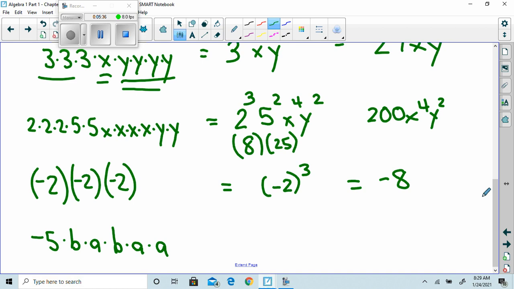And I threw in one more just as a practice. I've got negative 5, and I have a's and b's. So I have a to the 1, 2, 3 power, third power, which is a cubed, and b squared. And there's my final answer. Okay, can't simplify that any further.